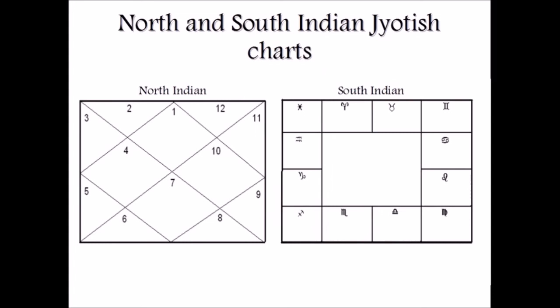In this diagram that you see, when we're looking at the North Indian approach, the first house is always this top middle diamond.